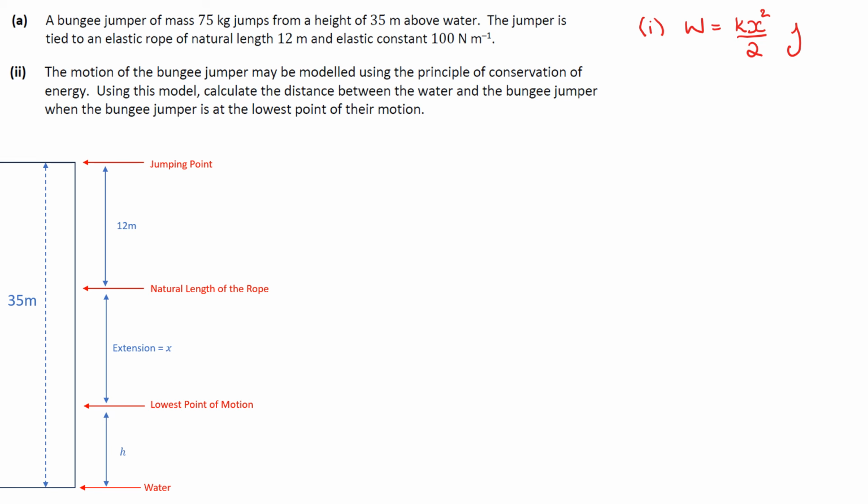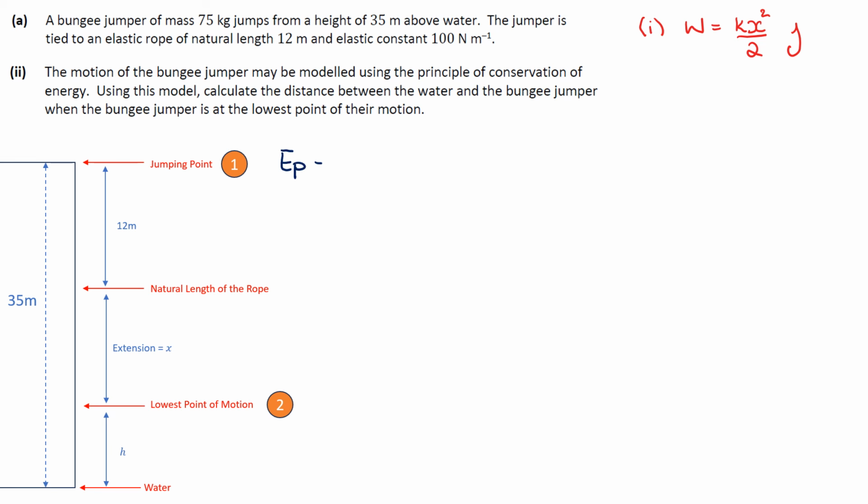So when we think about the principle of conservation of energy, we're going to talk about 2 of these points. The first point is going to be the jump point, and then the second point is going to be the lowest point of motion. So we know the energy at the jump point should equal the energy at that lowest point of motion. So at the jump point, there's no kinetic energy. We're only talking about potential energy.